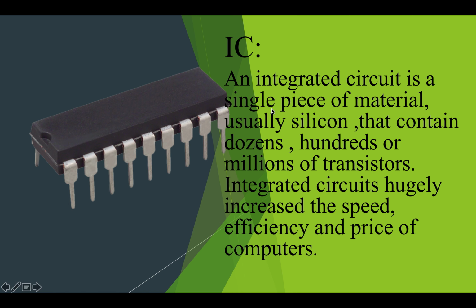Integrated circuit is a single piece of material, usually silicon, that contains dozens, hundreds, or millions of transistors. Integrated circuits hugely increase the speed, efficiency, and price of computers. These electronic circuits are formed by constructing electronic components like transistors, resistors, and capacitors on a small piece of semiconducting material that is called a chip or microchip. Large number of transistors are placed on a single chip.